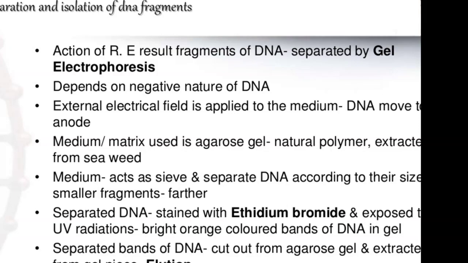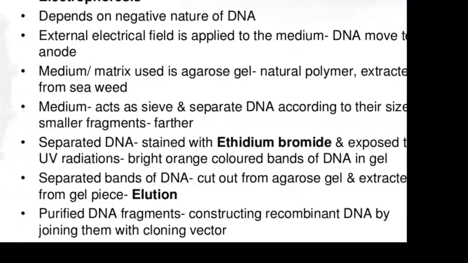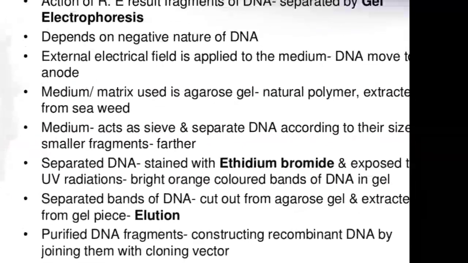The separated DNA is stained with the help of ethidium bromide. How do we know these are the DNA fragments? The DNA is stained with ethidium bromide, and when it is exposed to ultraviolet radiation, we find a bright orange band of the DNA in the agarose gel. The separated bands of DNA are cut out from the agarose gel and extracted from the gel piece. This process is known as elution.